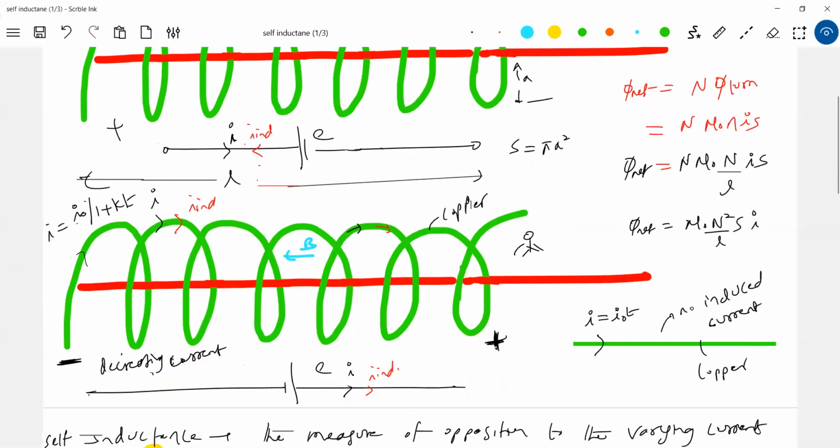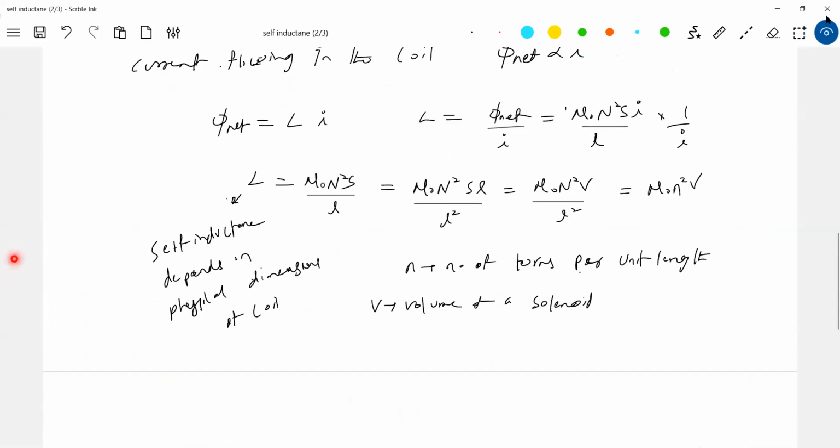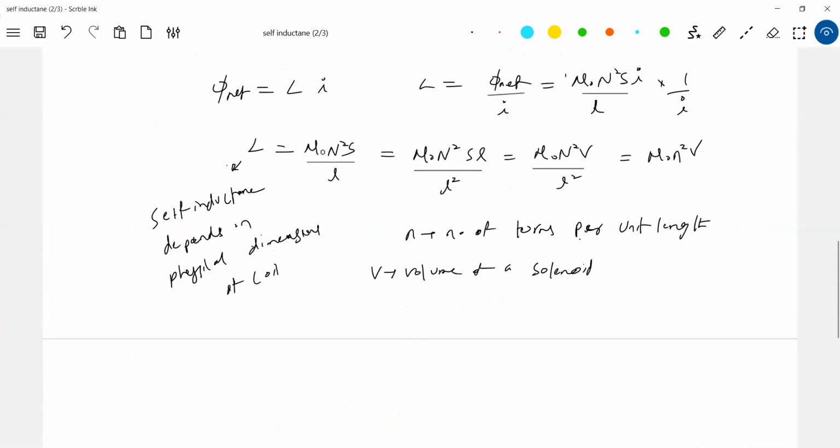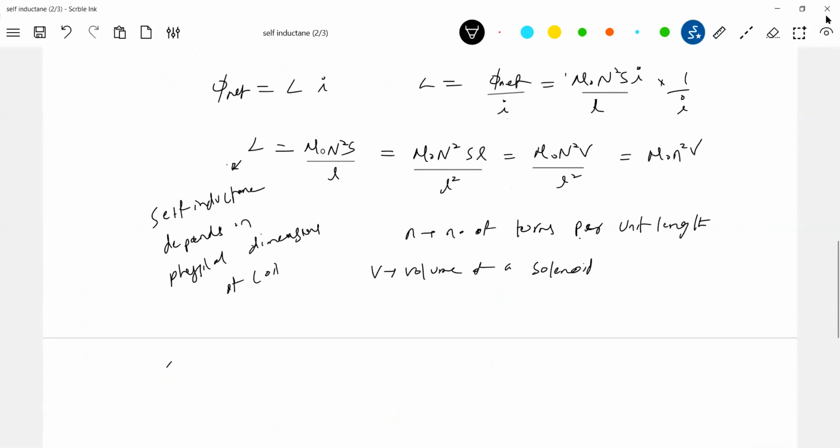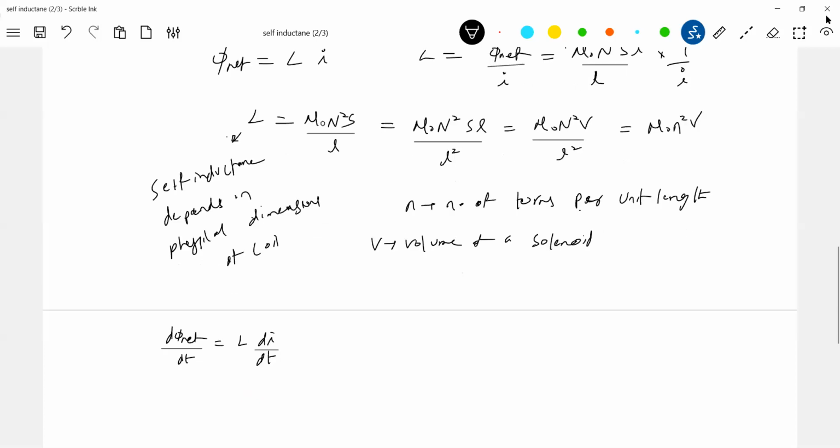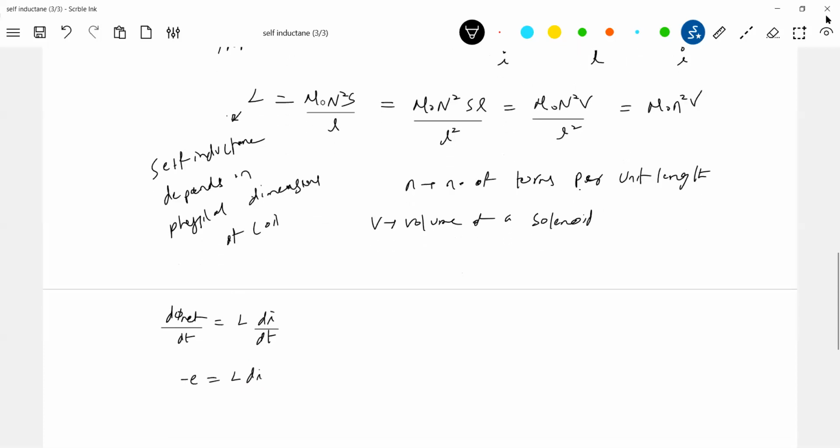So let's try to calculate that EMF generated here. Whose help should I take? I'll differentiate that equation: d phi by dt is equal to L di by dt. From Lenz's law, what is d phi by dt? It should be equal to minus E. So this is another definition for self-inductance. And look at that EMF induced, it will oppose the cause, no? What does the negative sign indicate? The negative sign indicates the EMF induced is such that it will oppose the cause. What is the cause? The varying current.